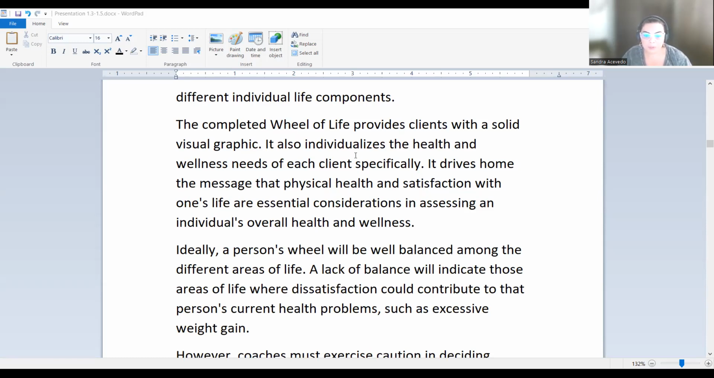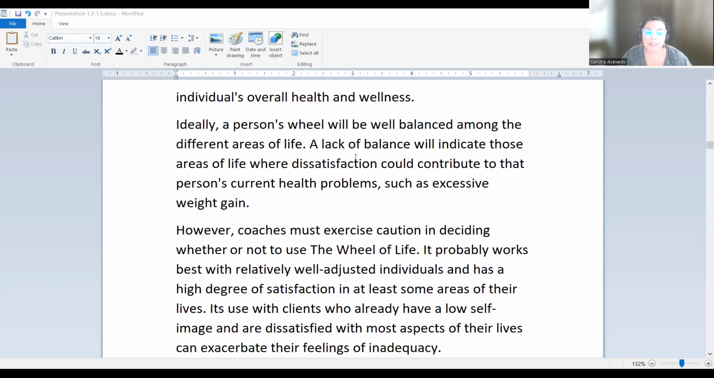Ideally, a person's wheel will be well balanced among the different areas of life. A lack of balance will indicate those areas of life where dissatisfaction could contribute to that person's current health problems, such as an excessive weight gain.